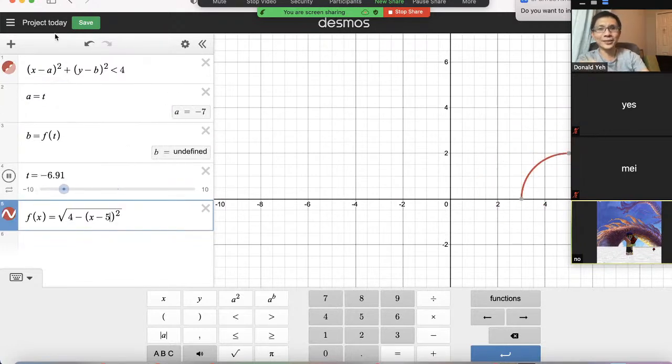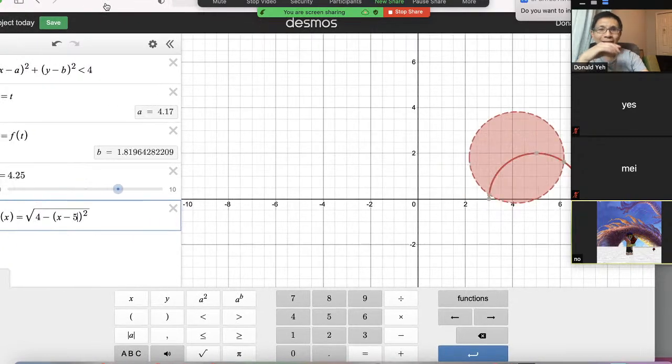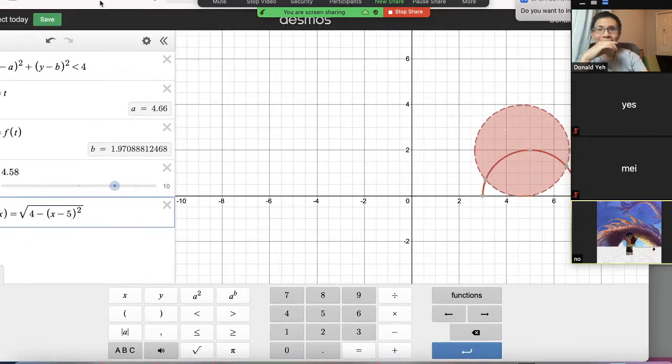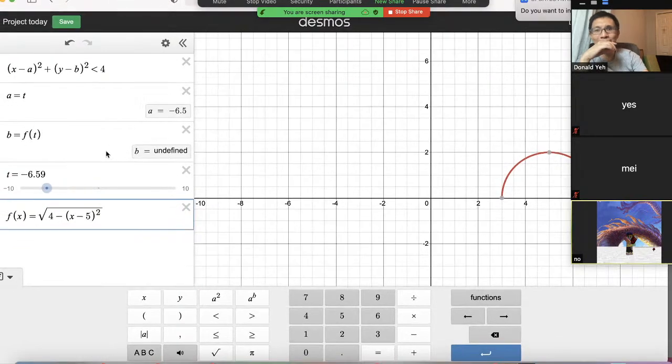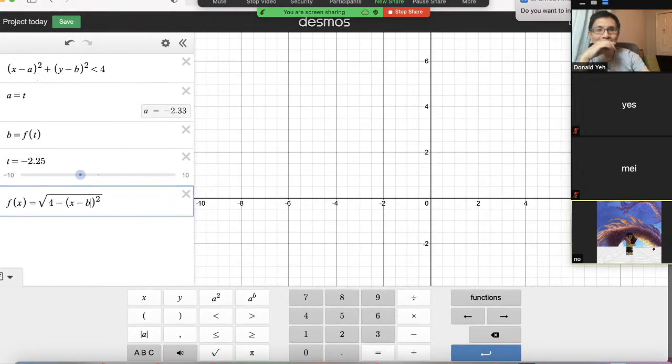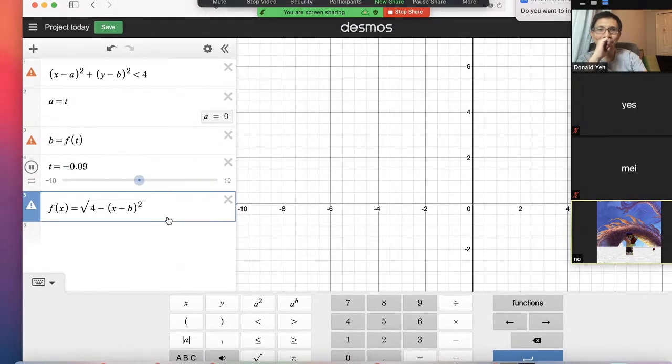Why just moving the circle to outer red? Make it B. Make it B. B is a y value. Try it. It didn't work.